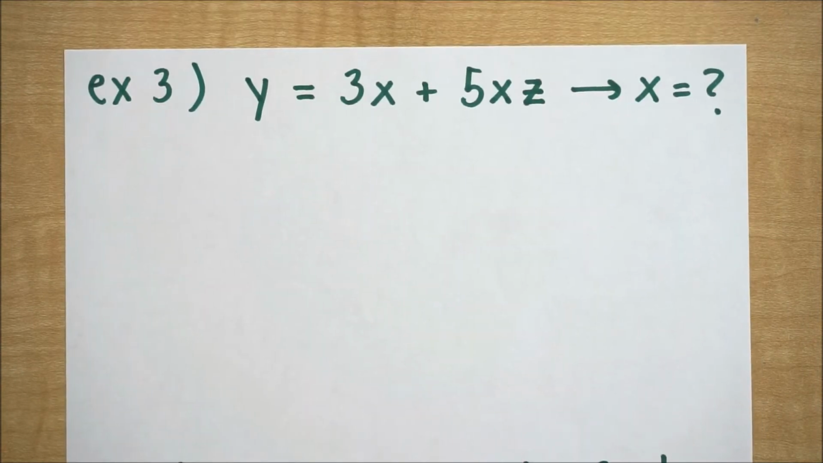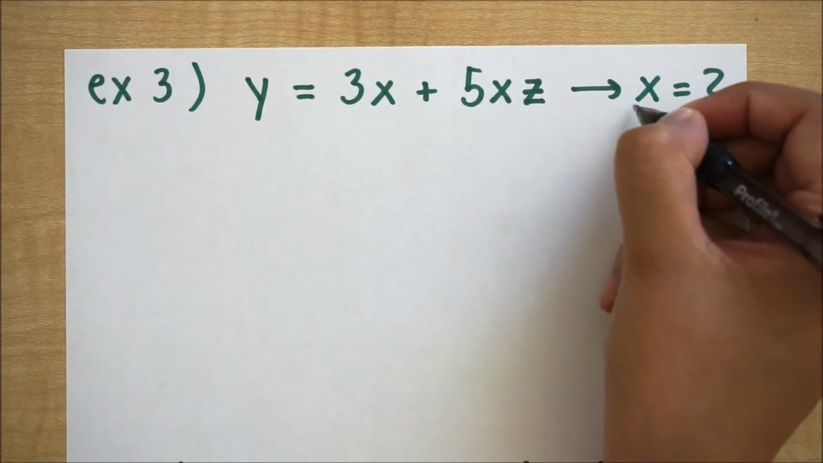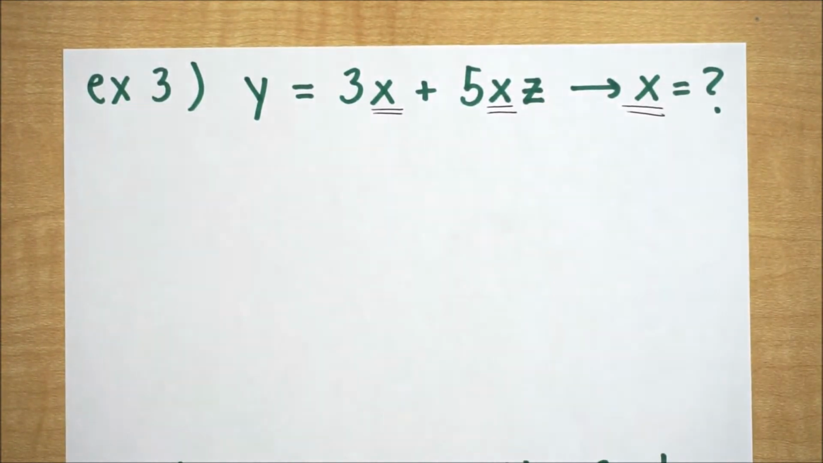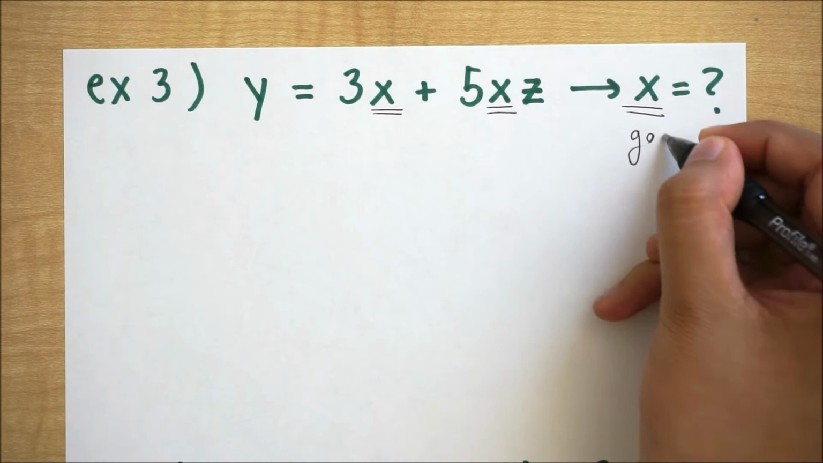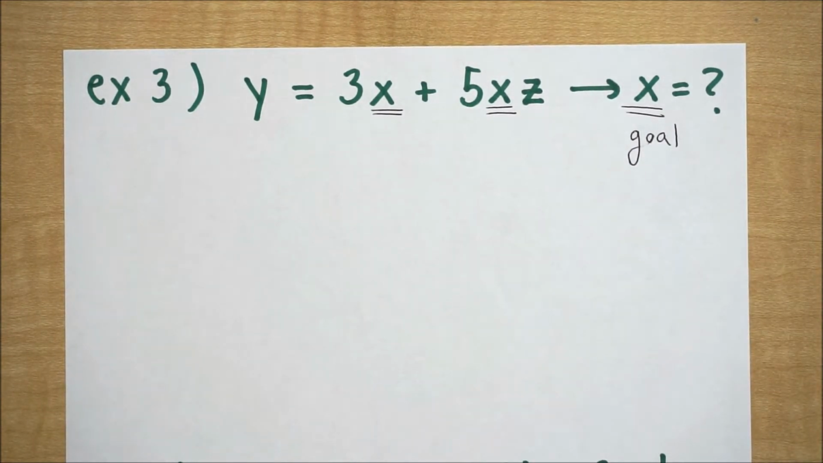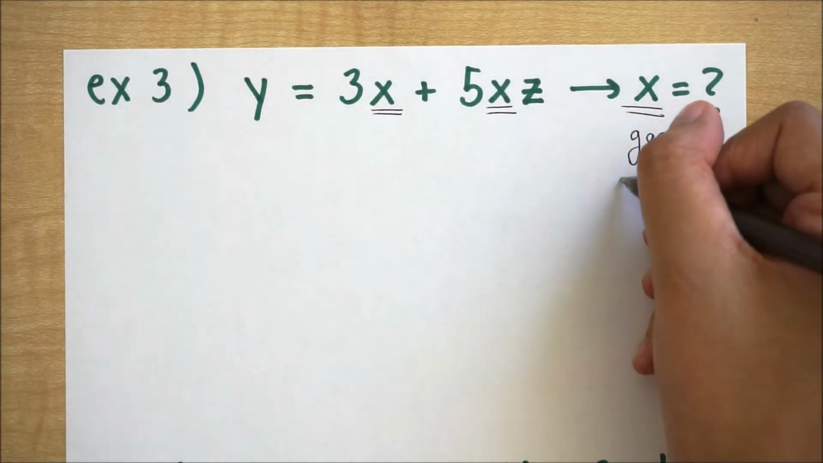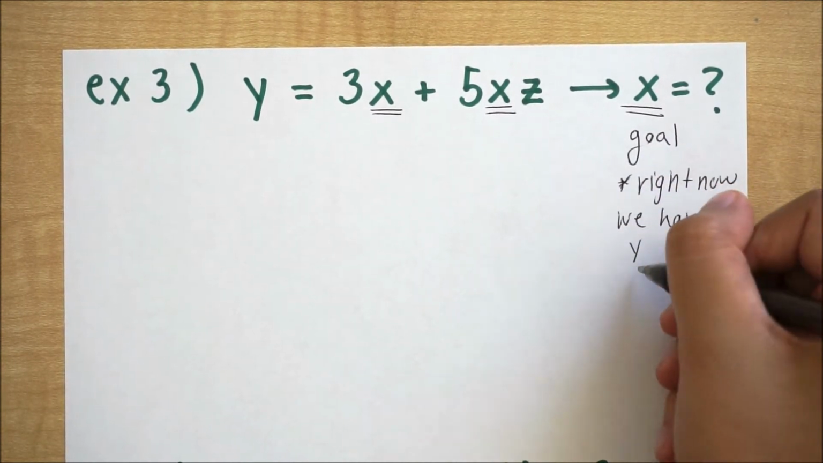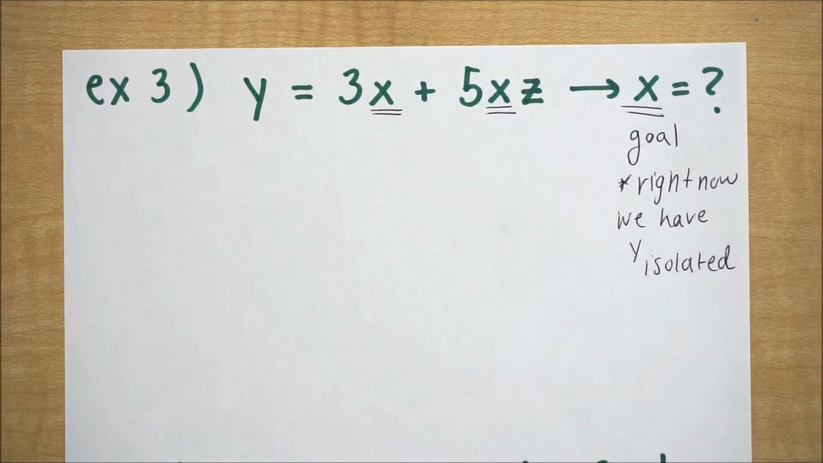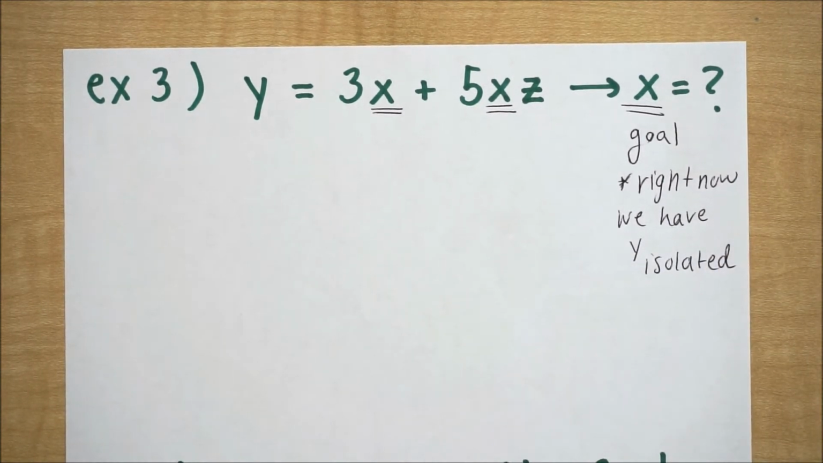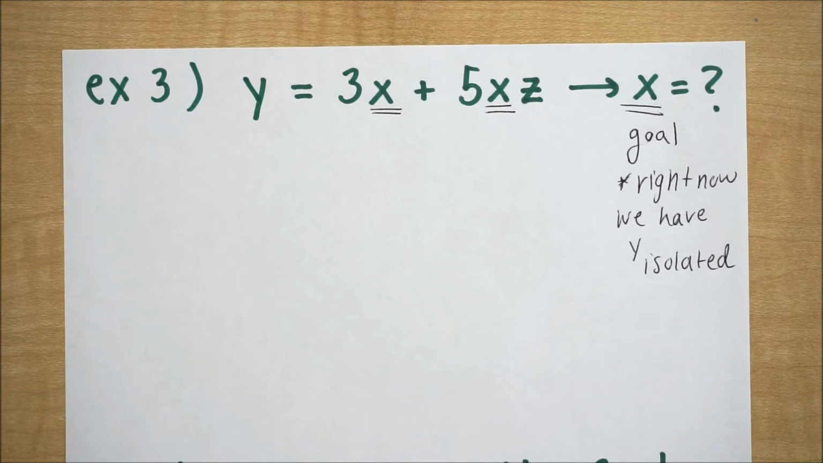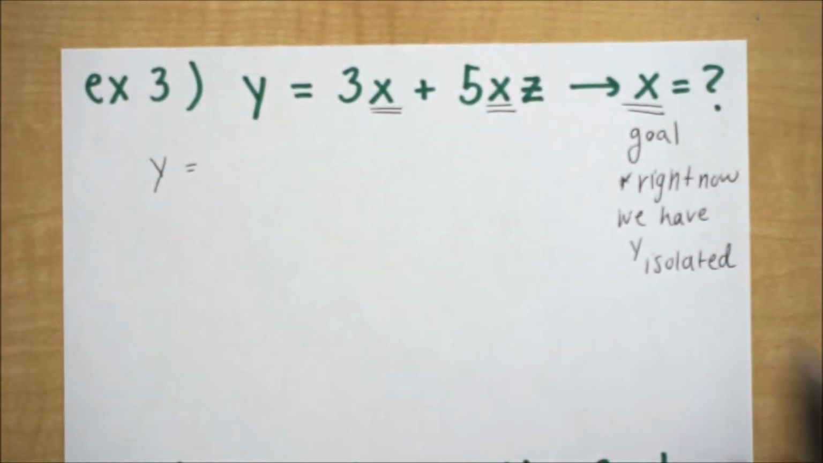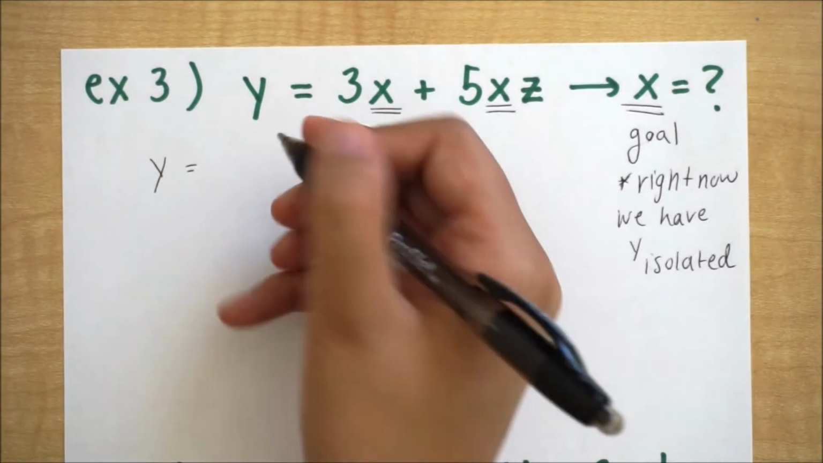All right, so let's go ahead and do example 3. Here we're trying to make x independent. So we must locate it in the equation. We see that it's in there twice. So what we can do is actually take the x variable out. What I want to make a side note of is that right now we have y isolated. We say y is equal to this, but we're trying to say that x is equal to this. So our formatting of the answer is different. So make sure you know what variable you're isolating.